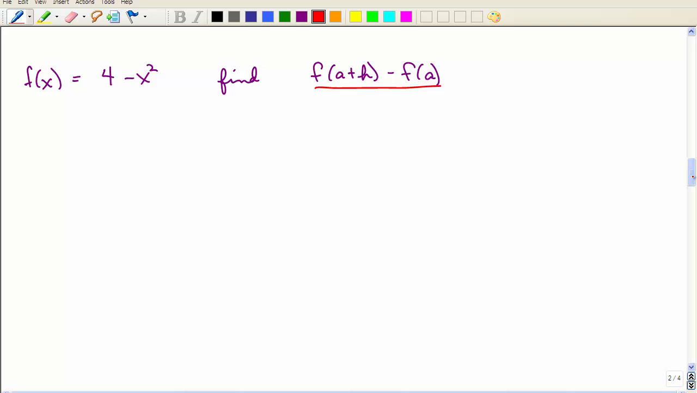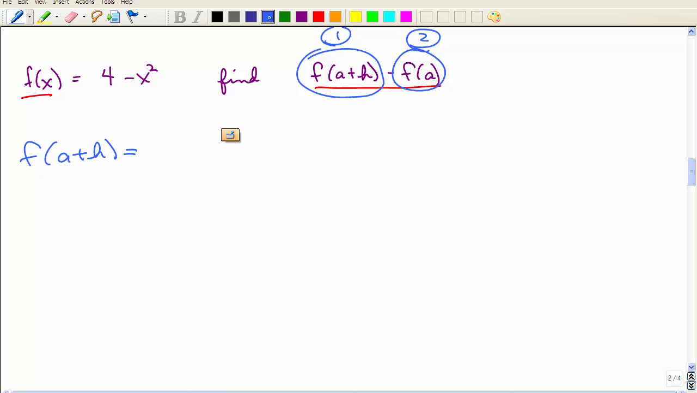All right, so we have f of x. I want to do this in 2 steps. You don't have to, but I'm going to break it down. The first thing I'm going to do is I'm going to do this one, and then I'm going to do that one, and then I will subtract it. So let's see, f of a plus h. So again, every place there is an x, I'm going to replace it with a plus h.